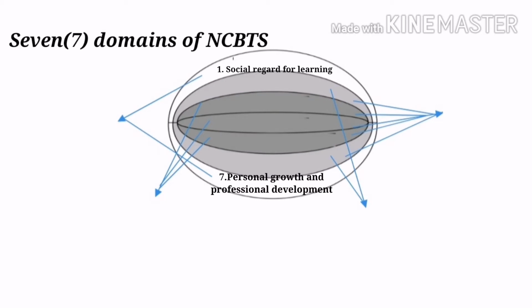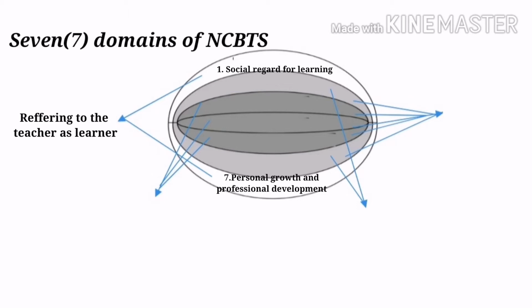Ang Domain 1 ay Social Regard for Learning. Ang Domain 7, Personal Growth and Professional Development. So itong dalawang domain, Domain 1 and Domain 7, referring to the teacher as learner. Bakit? Dahil ang Domain 1, as a teacher, kailangan mong maging role model ng iyong estudyante. Teacher serves all positive values and actions. Domain 7, as a professional, kailangan continuous lang yung learning mo to improve your profession.